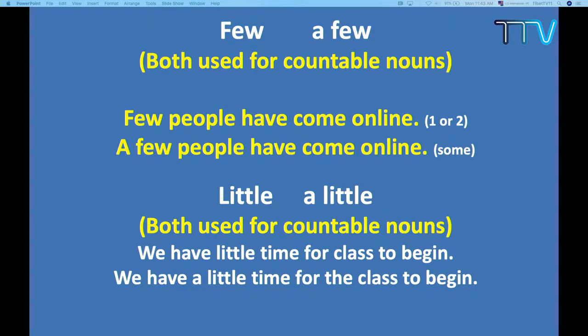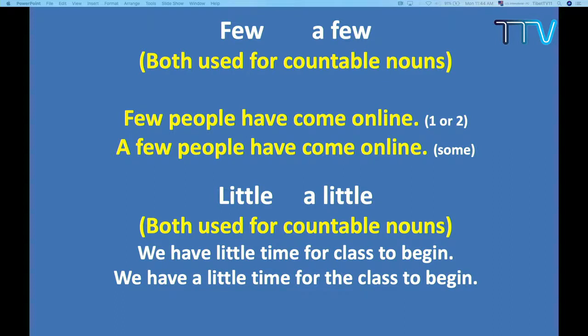The second one, few and a few. Both are used for countable nouns. When we use few and a few, we are talking about countable things. We are not talking about water, milk, or sugar. Books, cars, people: countable nouns. Few people have come online. And the second one is: a few people have come online. So we see the word few, not many.